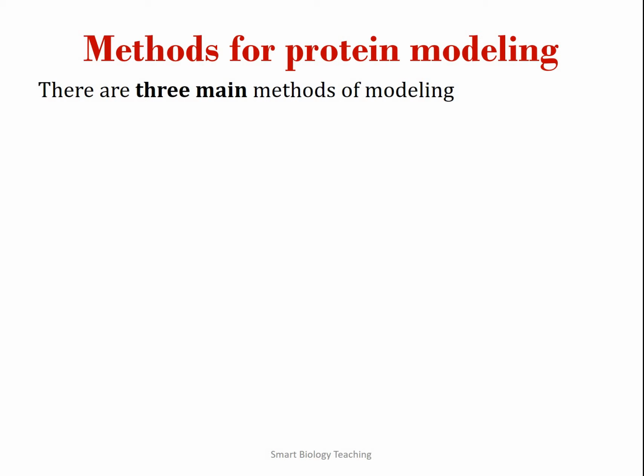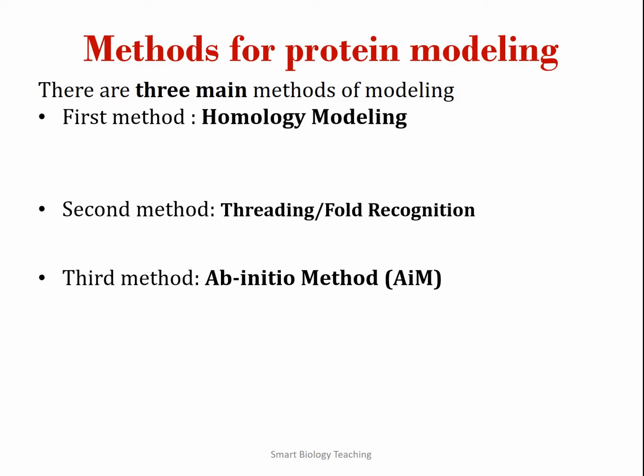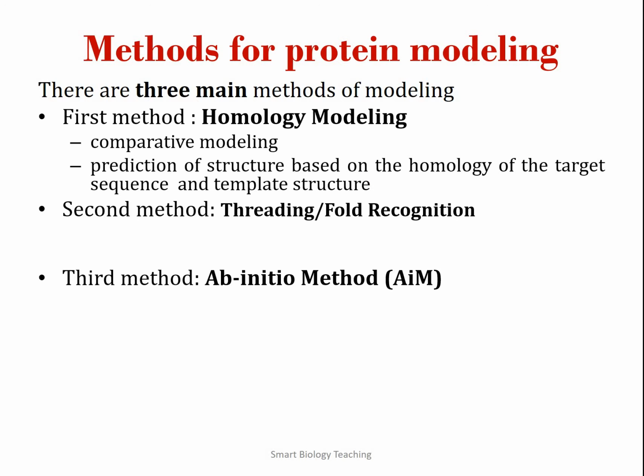So there are three main methods of modeling. First method and the foremost method is the homology modeling. Second method is your threading and the fold recognition. Third method is the ab initio method. And in first method you also call homology modeling as comparative modeling, where you predict your structure based on the homology of your target sequence with your template structure. We will see in detail about homology modeling in the next coming slides.